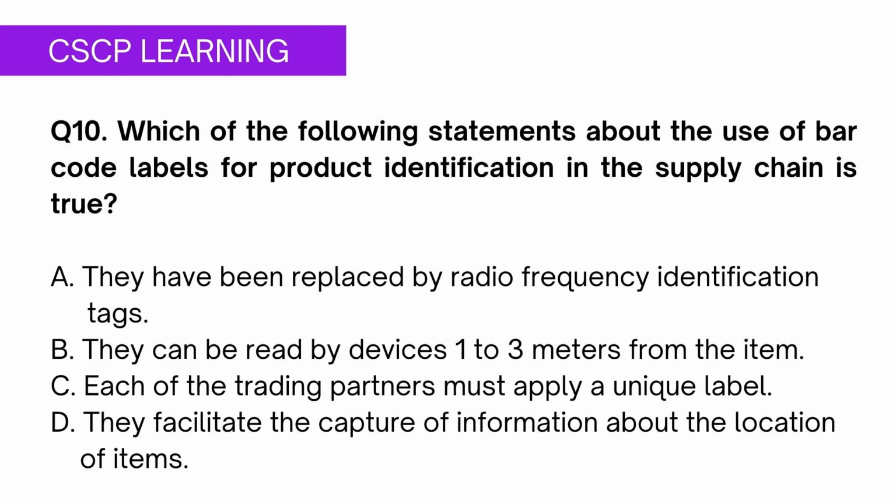Before I begin evaluating each option, let me define what barcode is. A barcode is a machine readable code in the form of numbers and a pattern of parallel lines of varying widths printed on a commodity. It is used to facilitate timely and accurate input of data to a computer system. Let's evaluate option A, which says that barcodes have been replaced by radio frequency tags.